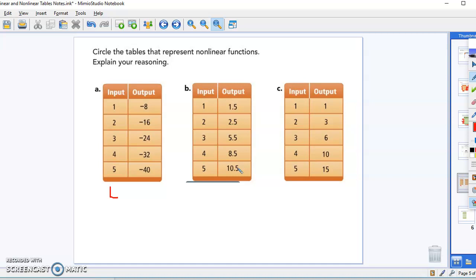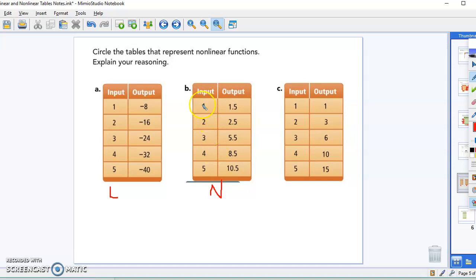Okay, so if you do 1.5 plus 1 to get to 2.5, then take 2.5 plus 1, that would not get you to 5.5. That's going to give you something that's different. So we could tell that right away that this one would be nonlinear.